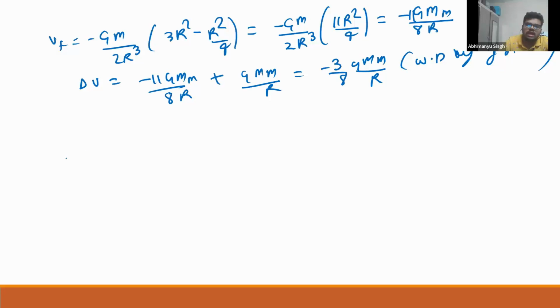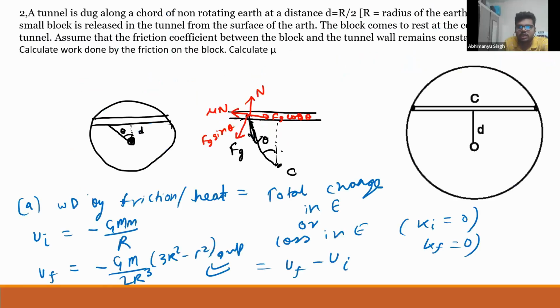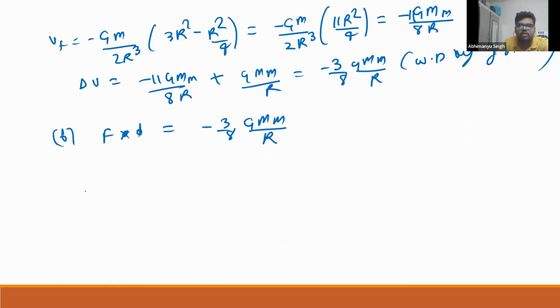Now, as it is work done by friction, we know that work done is nothing but force into displacement, dot product. So it will be minus 3 by 8 GMm by R. This is the total work done. What is the value of the force? It is nothing but equal to mu N.